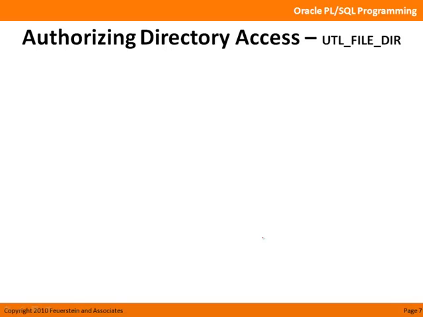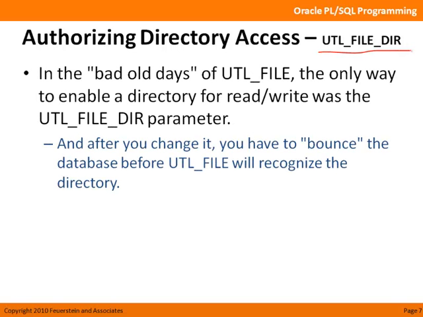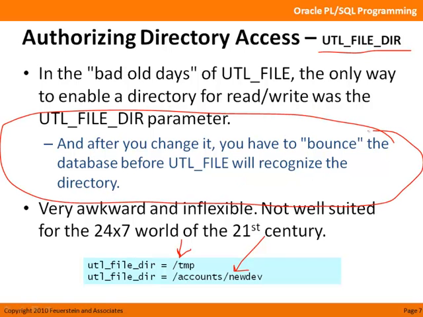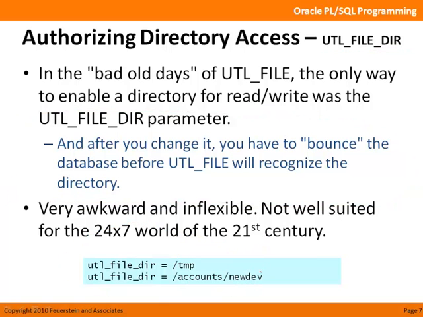There are two mechanisms. There's the old way and the new way. The old way is using a database parameter called UTL_FILE_DIR. And in the bad old days prior to 9.2, it was the only way to do this. You could set your UTL_FILE_DIR parameter value, one or more different values, and then, and this is the really awful thing, you have to bounce the database. You have to stop the database and restart it for these parameter values to take effect. Well, that's not a very viable operation in the 24/7 world that we live in today.